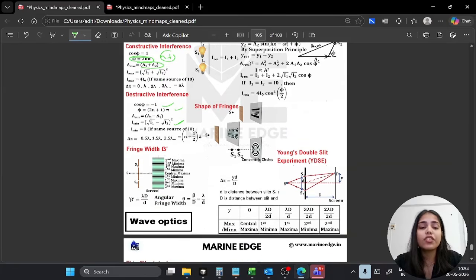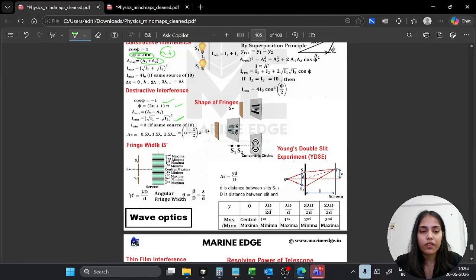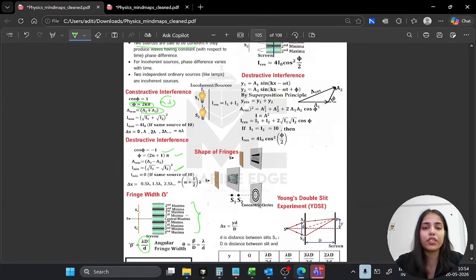Now, next is fringe widths. So what happens when we have two coherent sources of light, and they interfere, and on a plane you'll see fringes being formed like this. Now the fringe width is the distance between the first maxima and the first minima. That is equal to lambda D upon small d. Capital D is the distance from the source to the screen, and small d is the distance between these two sources.